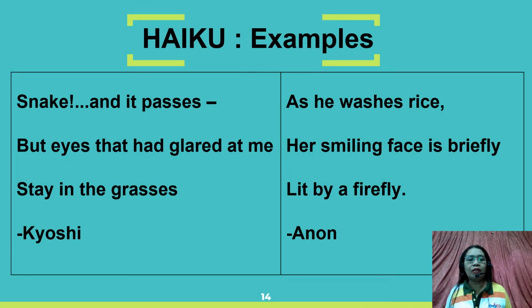Another example of a haiku. Snake, and it passes, but eyes that had glared at me stay in grasses. It is written by Kyoshi, another poet in Japan. Another one, we have a haiku example written by Anon. As he washes rice, her smiling face is briefly lit by a firefly. So if you observe here, this haiku is composed of 3 lines and 17 syllables. And it is very simple also, because the first haiku describes a snake, and the second one is very simple because it describes only the person who is watching a firefly.